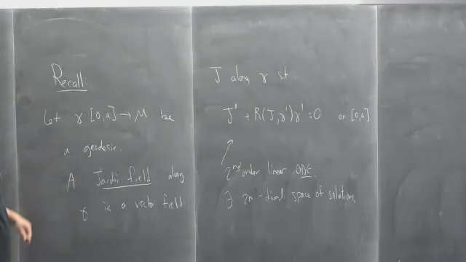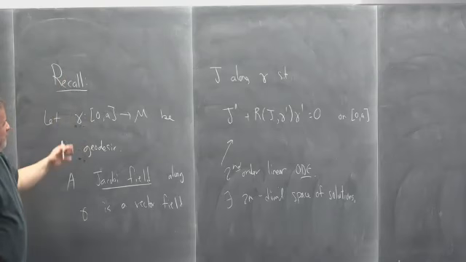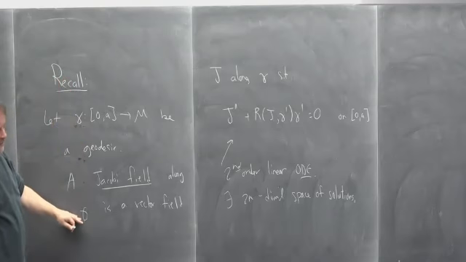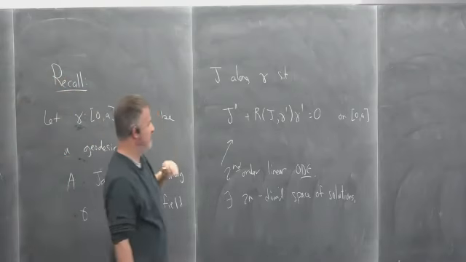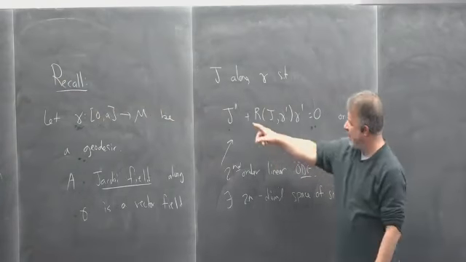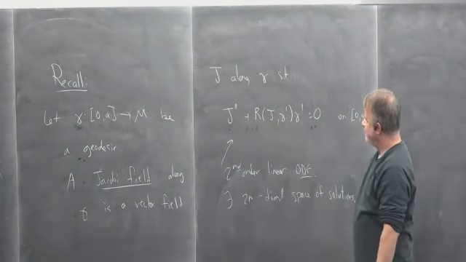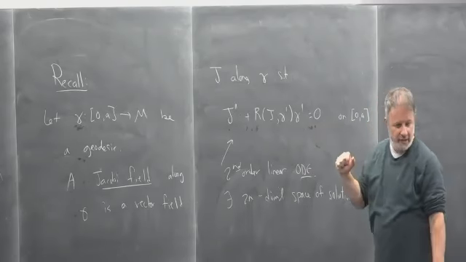So recall, this is how we define a Jacobi field. We always have a fixed Riemannian metric on our manifold M. If we have a geodesic gamma on M, then a Jacobi field along this geodesic, so this is fixed data, is a vector field along this geodesic such that it satisfies this equation, the Jacobi equation. This is the second covariant derivative along gamma.